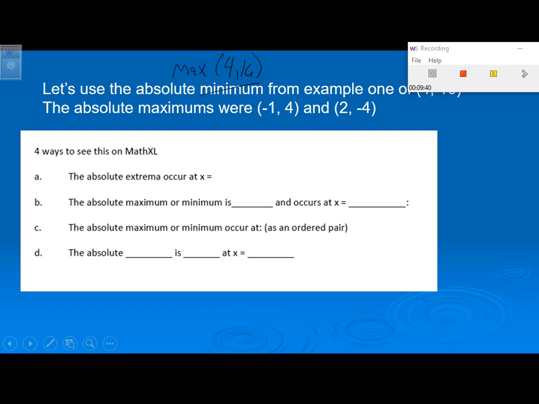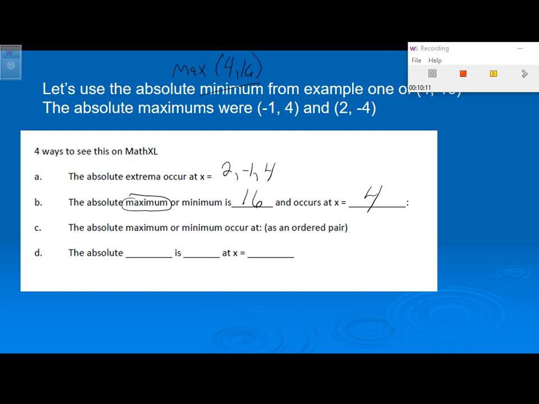A number of ways you could see this on Math Excel. They might say the absolute extrema occur at, well, you would just list the x values that they occurred at. They occurred at 2, -1, and 4, separated by a comma. They might ask it this way: the absolute maximum or minimum, I'm going to select maximum in this case. The absolute maximum is 16. That was the y value, and it occurred at x equal 4.